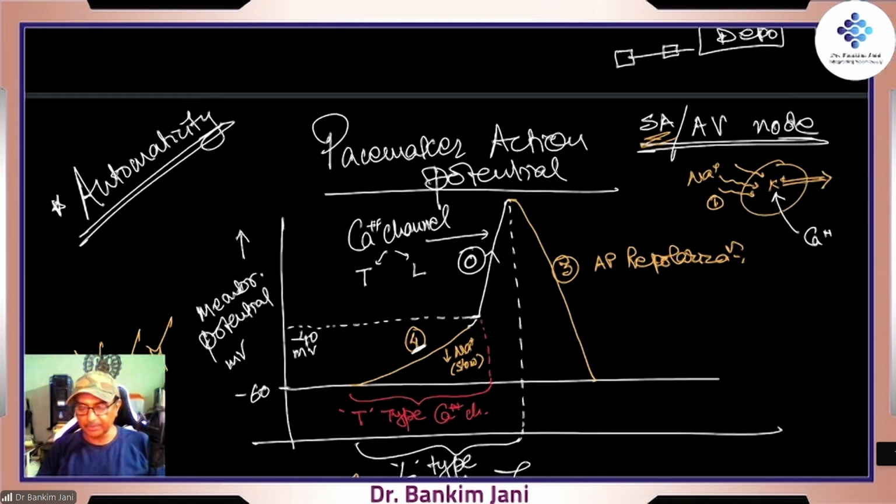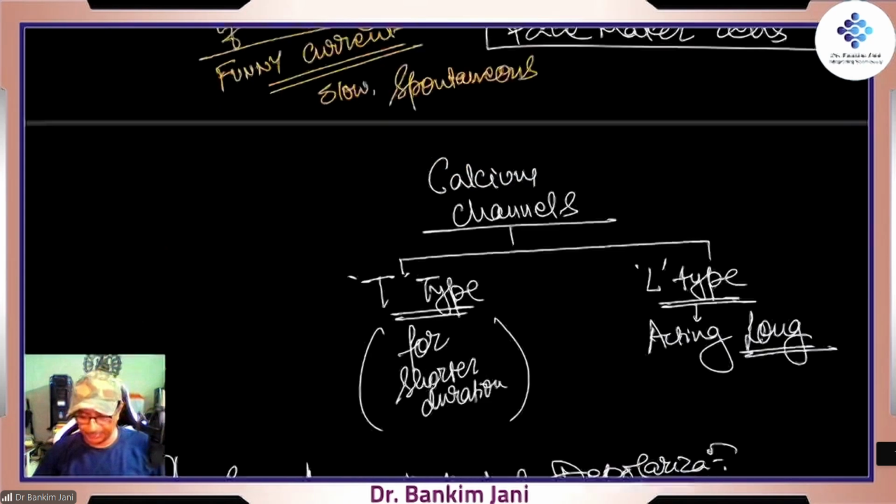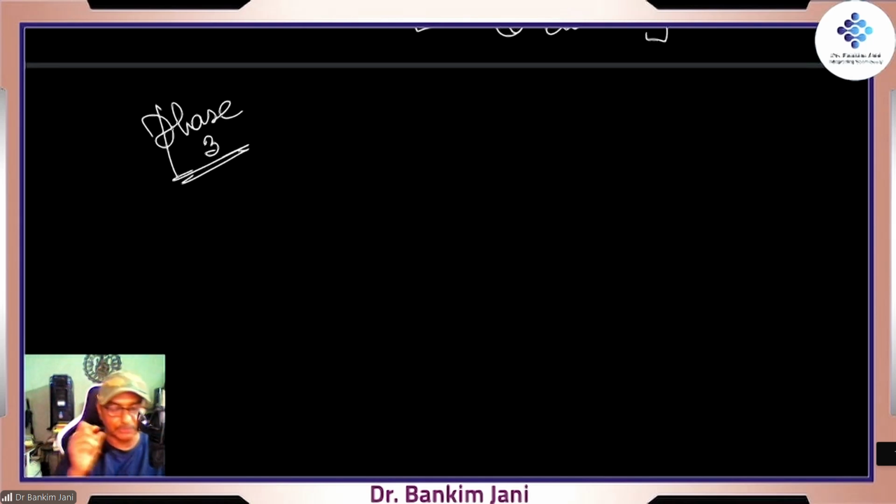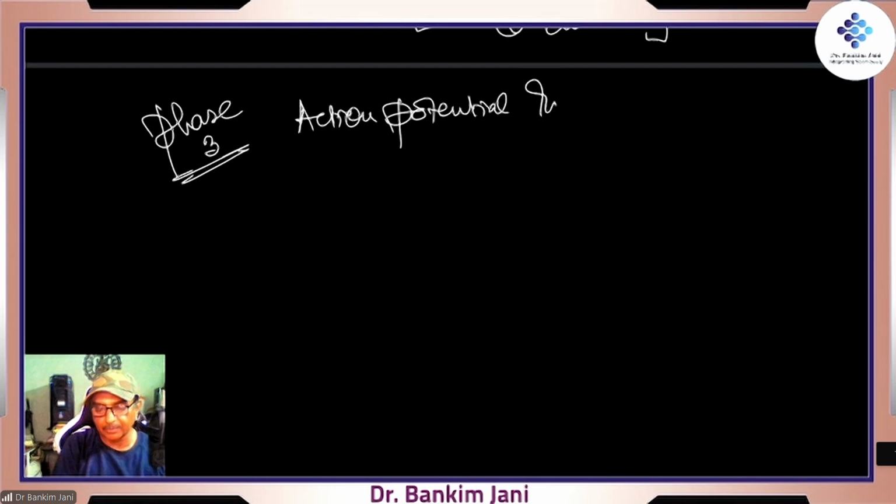Action potential repolarization. So what happens during this stage? That was phase 4, phase 0, and then phase 3. This is phase 3. This is called the action potential repolarization.